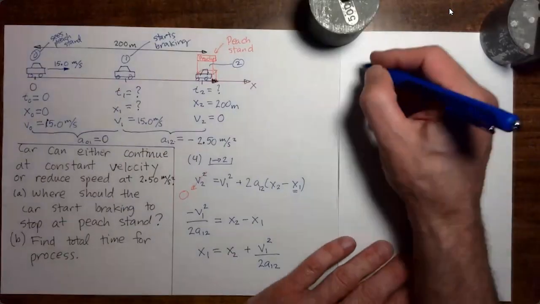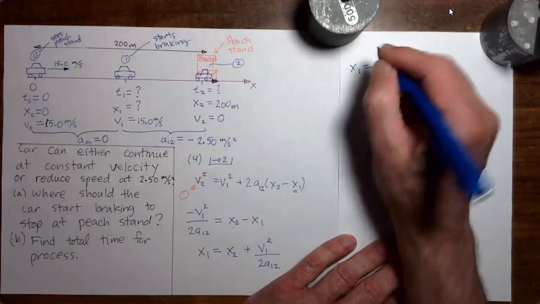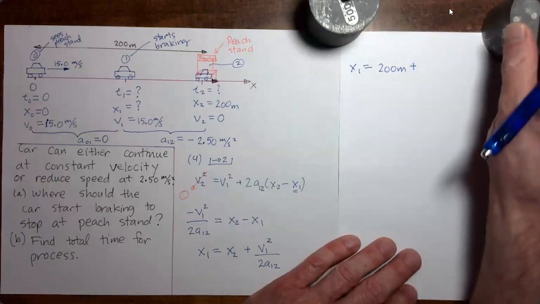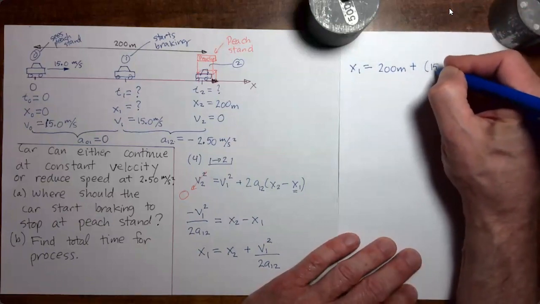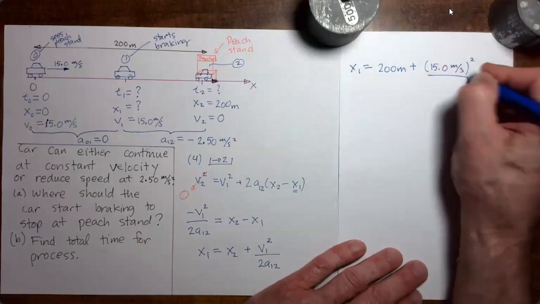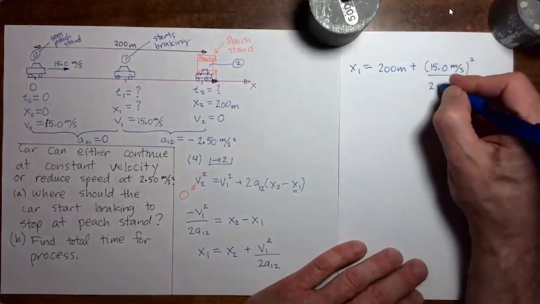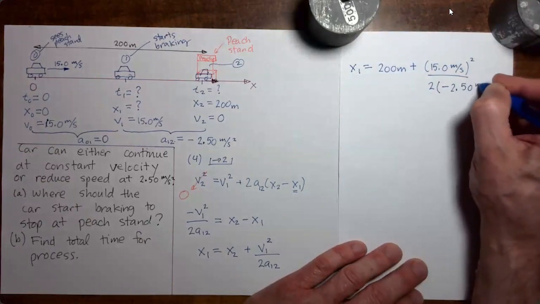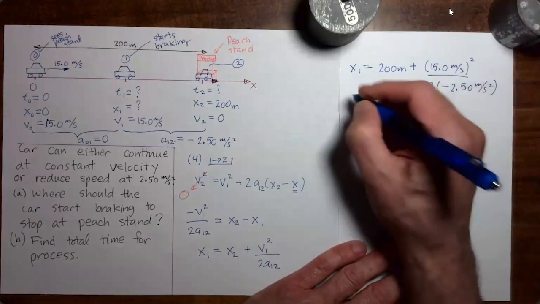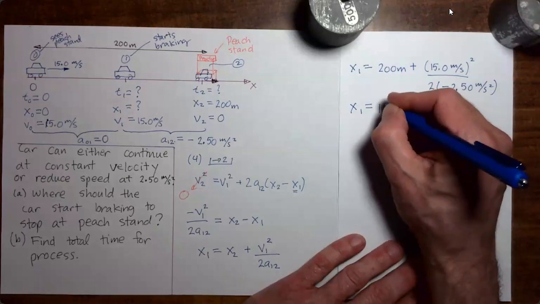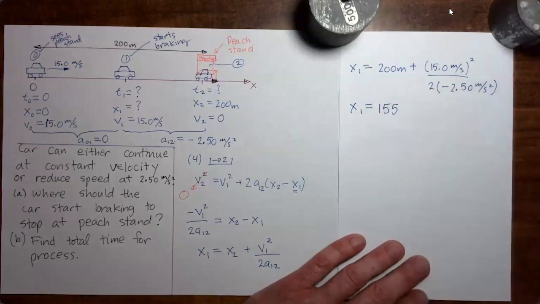All right, now making substitutions, x1 equals 200 meters plus v1, 15 meters per second, all of that squared divided by 2, and then a12 was minus 2.50 meters per second squared. Now punch all of that in your calculator. I believe you will get 155 as the numerical value, but let's do our unit checking.